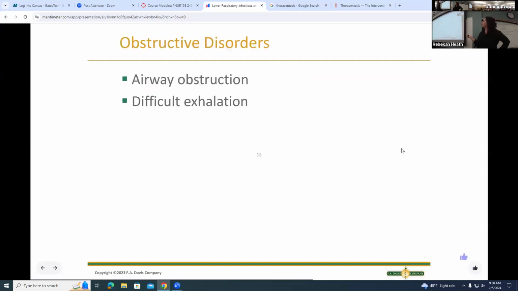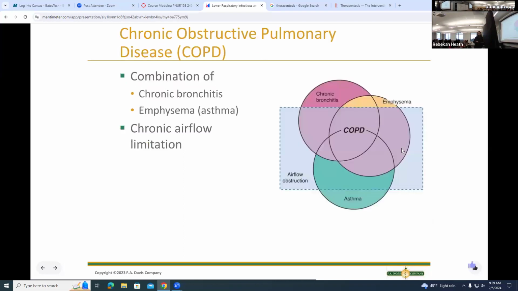Okay. Another one. So let's talk about obstructive disorders. This is where you have either an airway obstruction or sometimes you can't exhale appropriately. So something is causing air to not move in and out as well as we want it to.